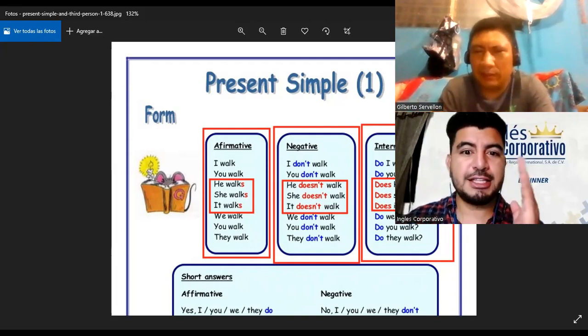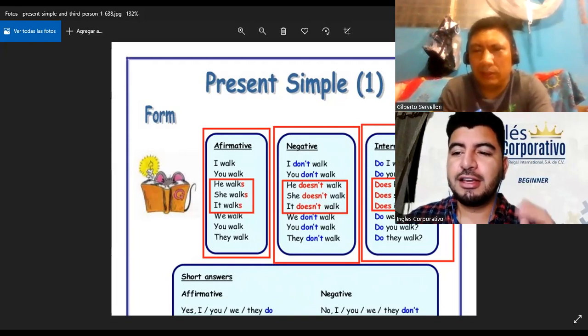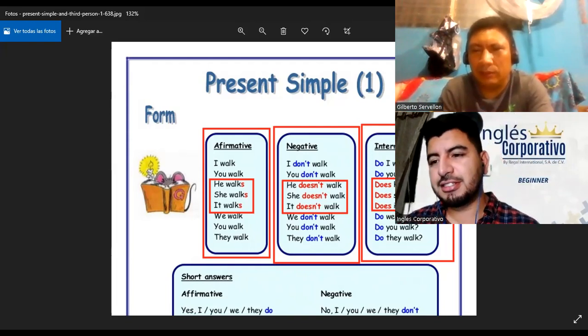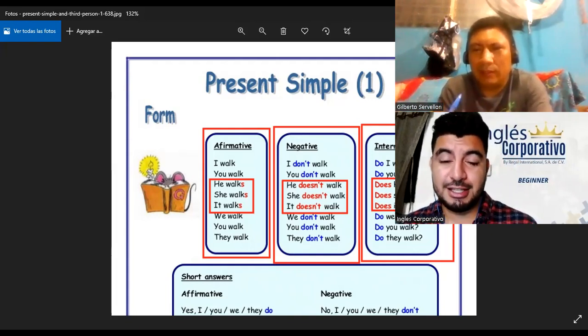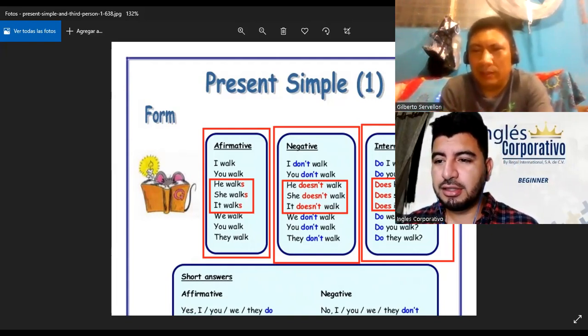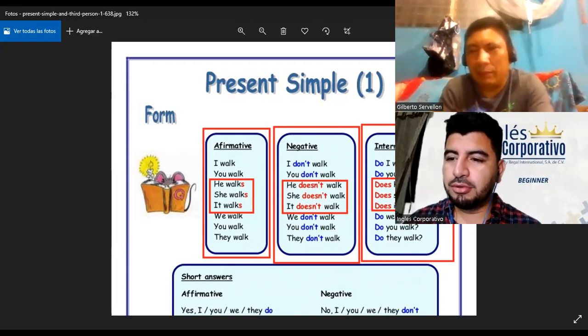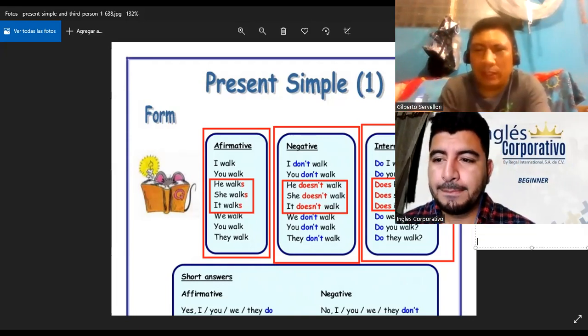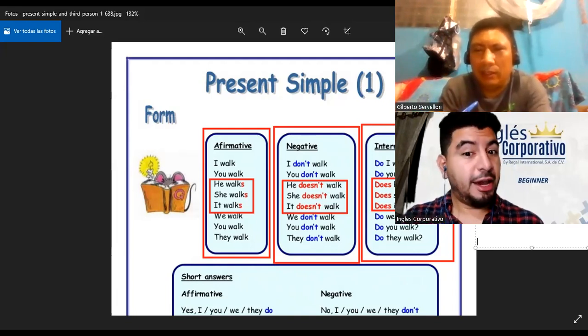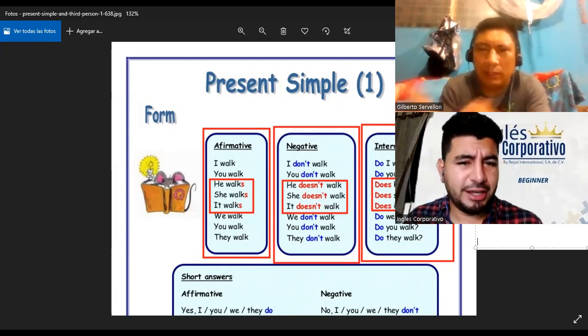Right. Affirmative, he studies English. Negative, he doesn't study English. Él no estudia inglés. And the question, does he study English? Okay, that's it. Good. Bien, en afirmativa dice, él estudia inglés. En negativa, él no estudia inglés. Y en interrogativa, ¿estudia él inglés?